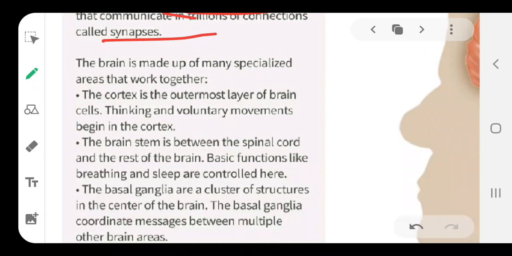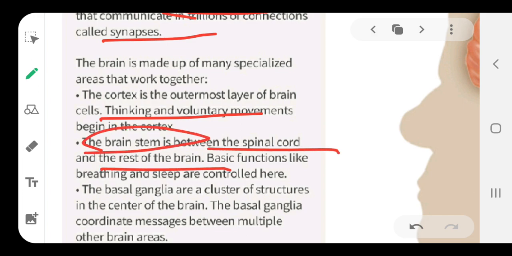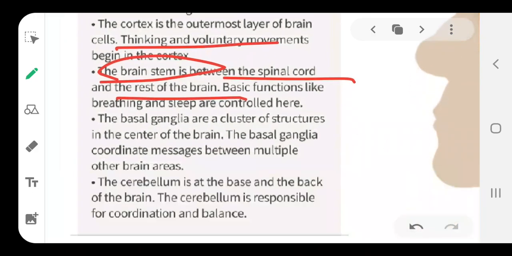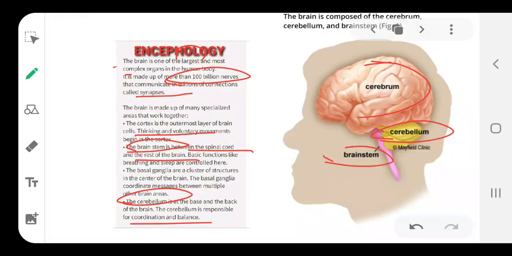Then the brain itself has further specialized areas, such as the cortex zone, which is the outermost part of the brain and is used for all our mental thinking. Then it has a brain stem between the spinal cord and the rest of the brain. And of course the cerebellum, at the base and back of the brain, is responsible for coordination and balance. We will read this topic again in detail.